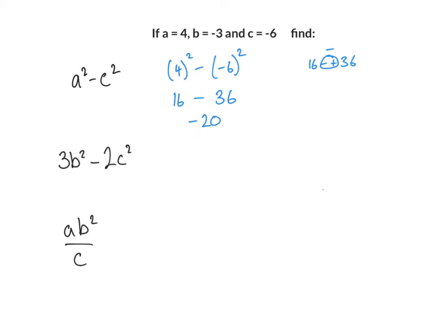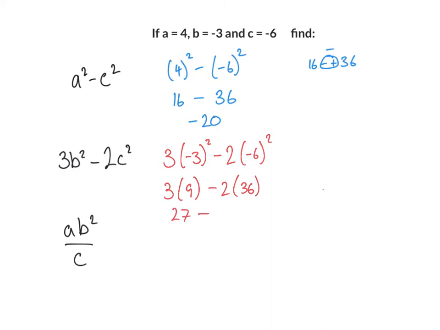So when we look at 3b squared minus 2c squared, let's write it down. 3 times whatever b is, minus 3 squared, take away 2 times whatever c is. So c is minus 6 squared. So this is 3 times, well, minus 3 squared is 9, positive 9. And minus 2 times, again be careful, minus 6 squared is positive 36. And so here we have 27 take away 72. And when we do 27 take away 72, we get minus 45.